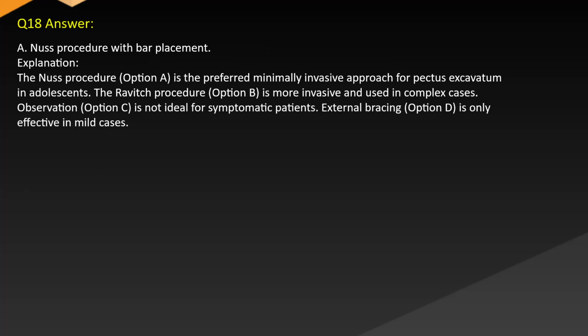Answer A. Nuss procedure with bar placement. Explanation: the Nuss procedure, option A, is the preferred minimally invasive approach for pectus excavatum in adolescents. The Ravitch procedure, option B, is more invasive and used in complex cases. Observation, option C, is not ideal for symptomatic patients. External bracing, option D, is only effective in mild cases.